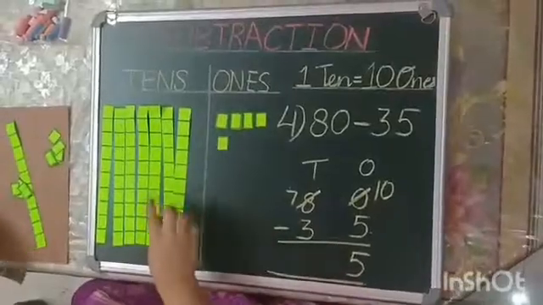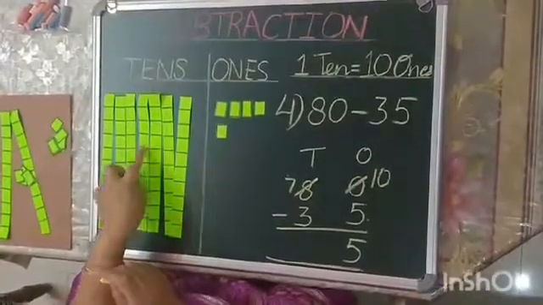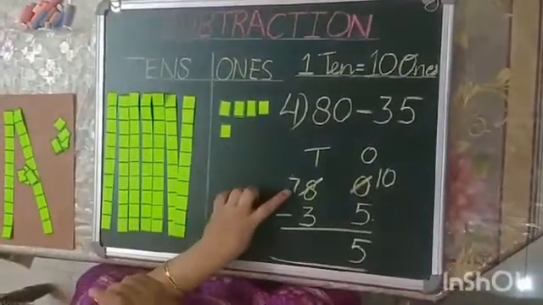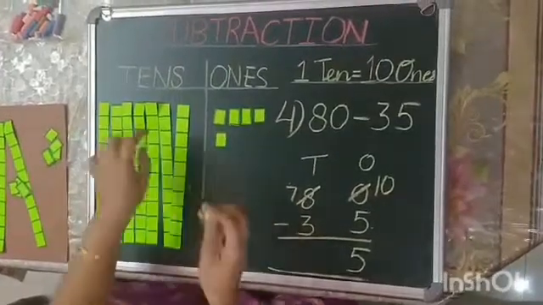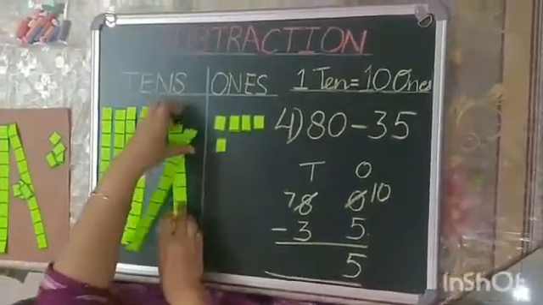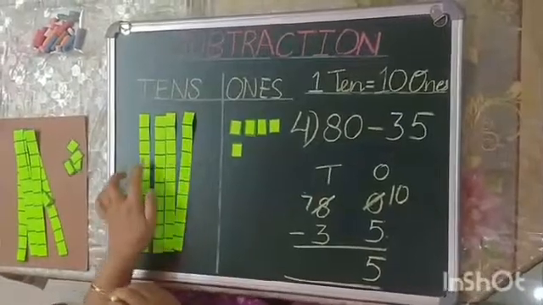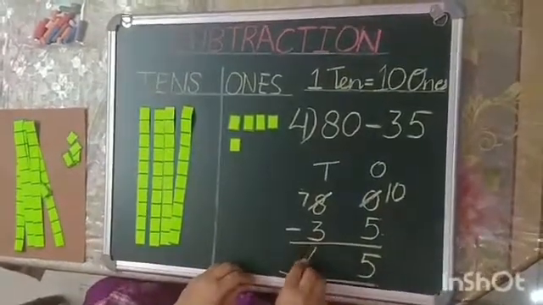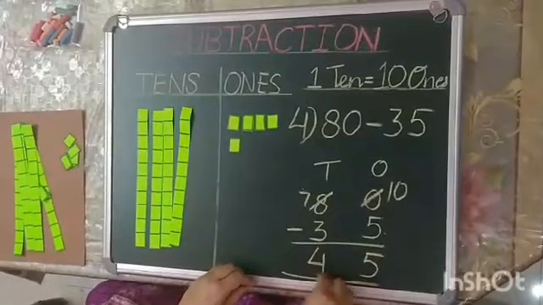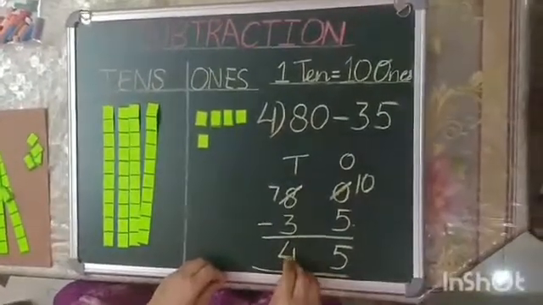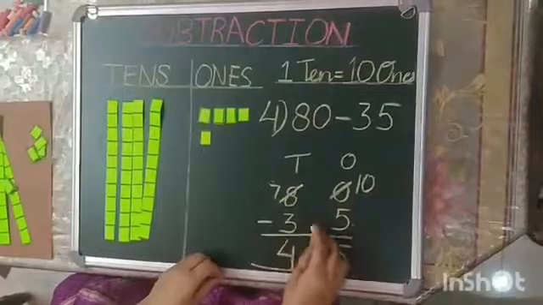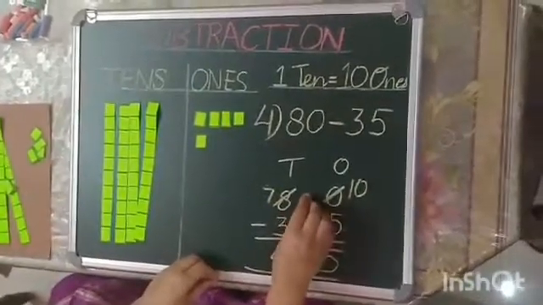In the tens column, I have 1, 2, 3, 4, 5, 6 and 7 tens. I have to remove 3. I will remove 3 tens. Now children, what is left? 1, 2, 3 and 4. So I will write 4 here. So the answer is 45. This is the difference between 35 and 80.